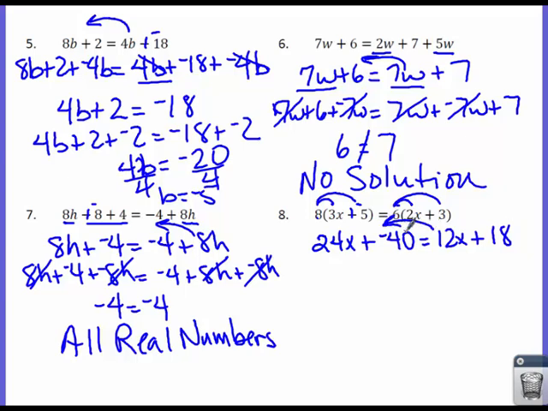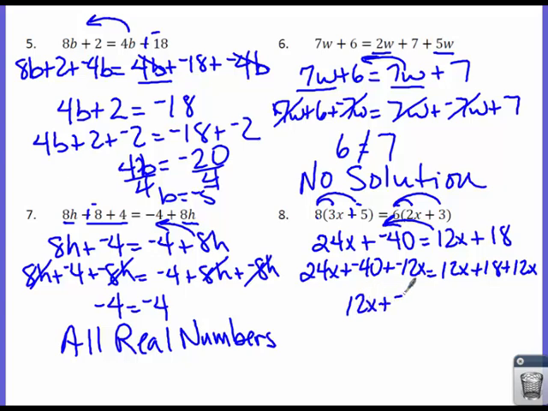So I move the 12 over to be with the 24. So I start here on this side. So 12x plus 18 plus the 12x. On the other side, I end up with 24x plus negative 40 plus negative 12x. So the 24 and the 12 will make a 12x plus negative 40 equals, and on this side, the right-hand side, my 12x's go away, and I'm left with 18.